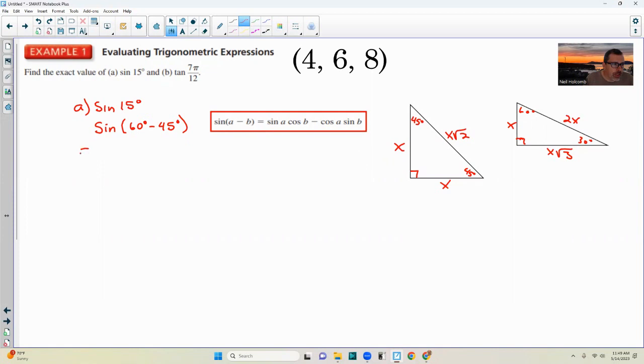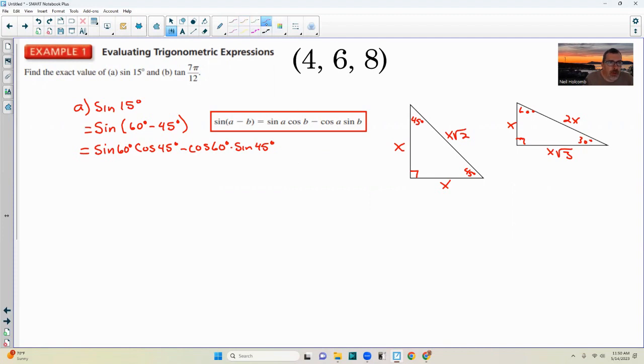So sine of 15 degrees equals sine of 60 minus 45. And now I have a sine of A minus B, where A is 60 and B is 45. So I'm going to write sine of A, which is 60 degrees, sine of 60 times the cosine of B, which is 45 degrees, minus the cosine of 60 degrees, which is A, times the sine of 45 degrees.